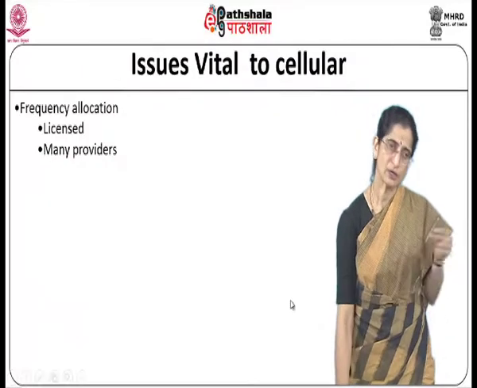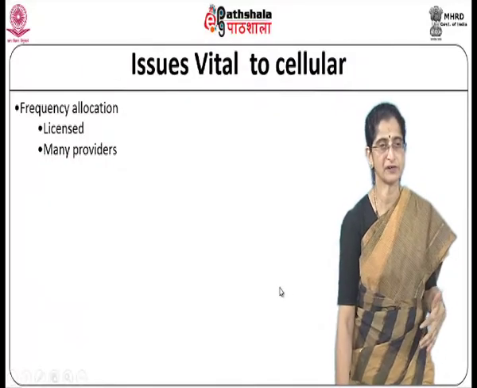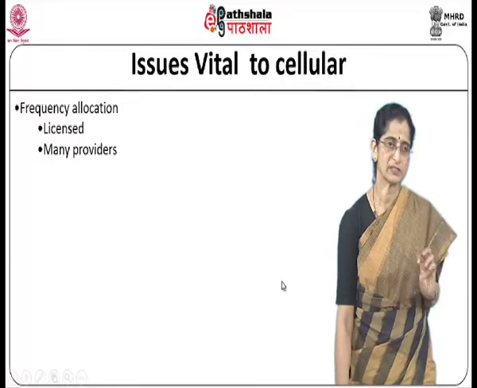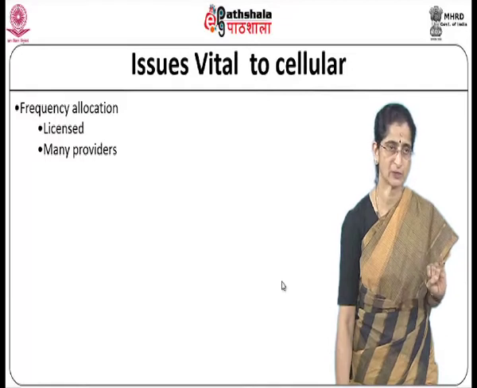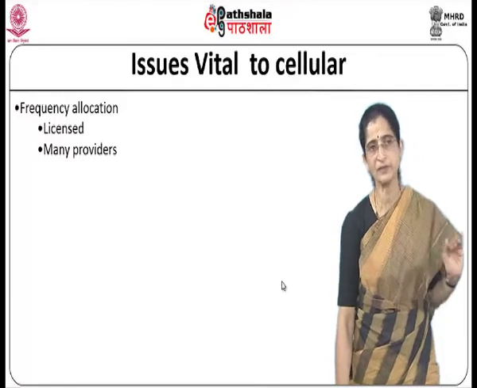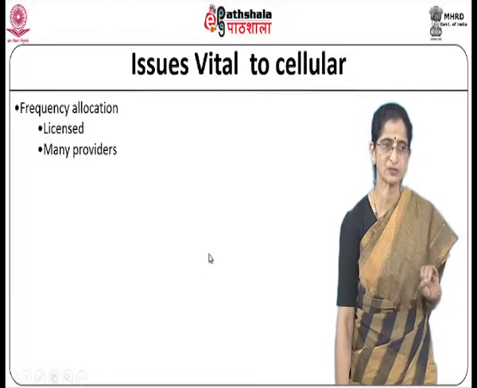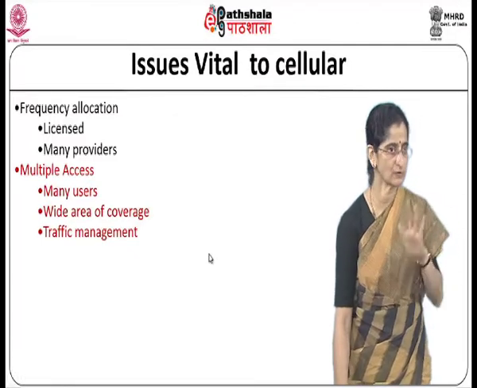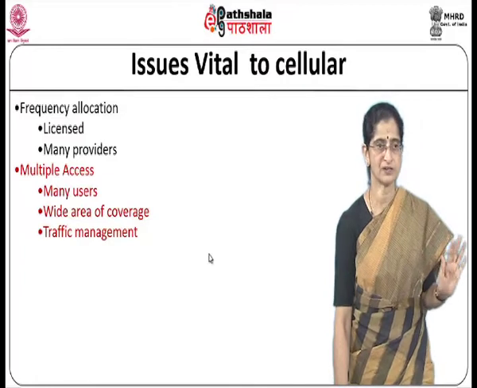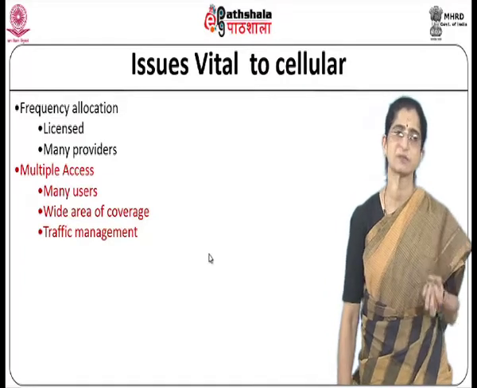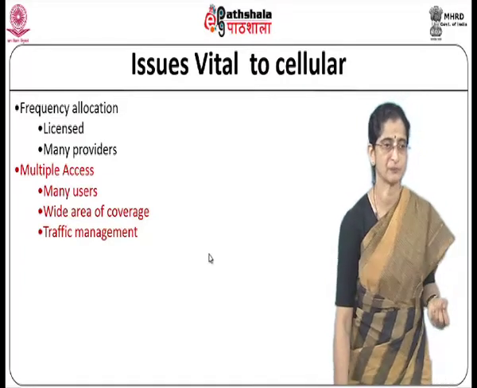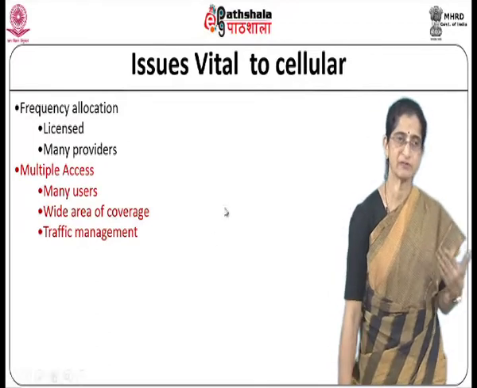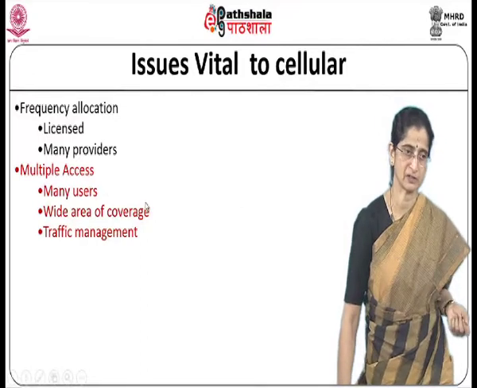Whatever the generation, there are certain issues which are vital to cellular. One of course is frequency allocation. Normally frequency allocation is done in a licensed manner. There may be many providers, so you license out different frequencies to different providers. This is common across all generations, which is why there is an auction of the spectrum for each generation. We do an auction and give different frequency bands to different providers.